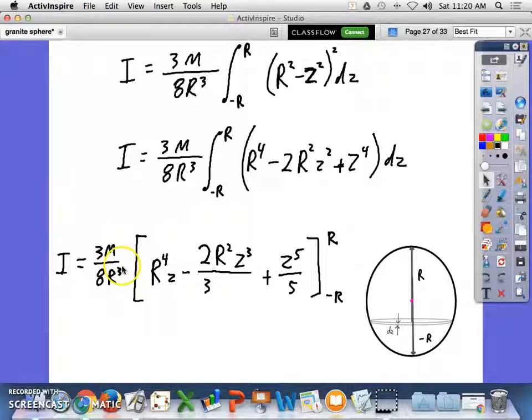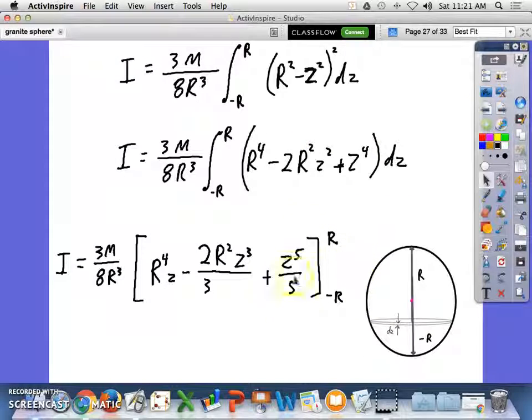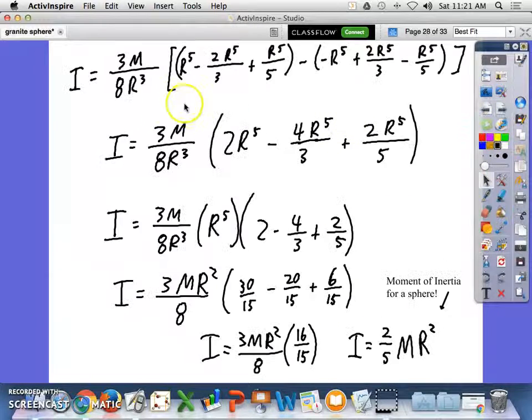I is equal to all these constants times r to the 4th z minus 2r squared z cubed over 3 plus z to the 5th divided by 5. And we're taking that from negative r up to r. And now we can talk about all these little z disks, dz disks, stacked on top of one another. When you go ahead and take into account from negative r to r, this is the whole mess that you get. And from here on, it starts getting better.